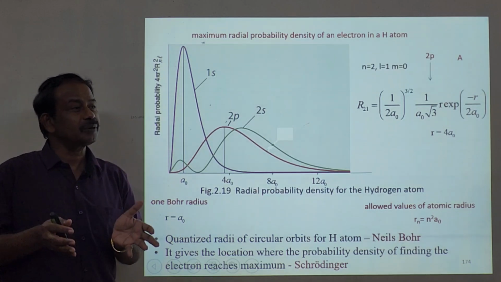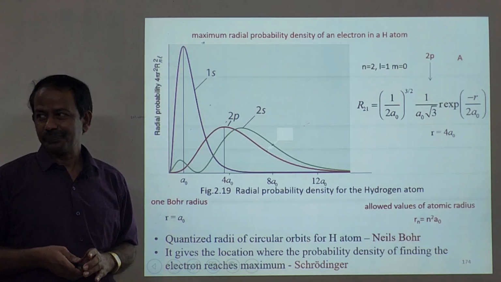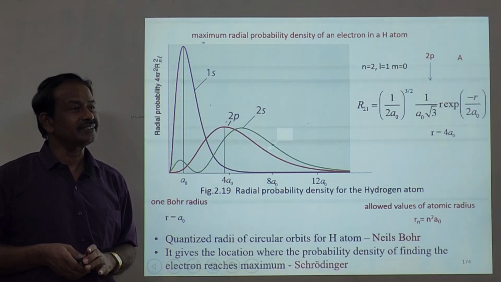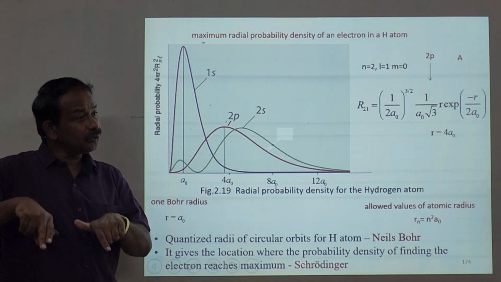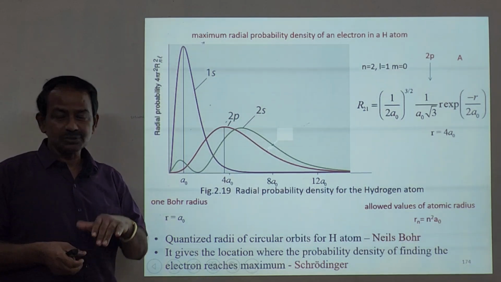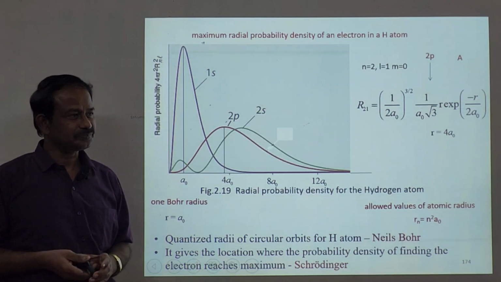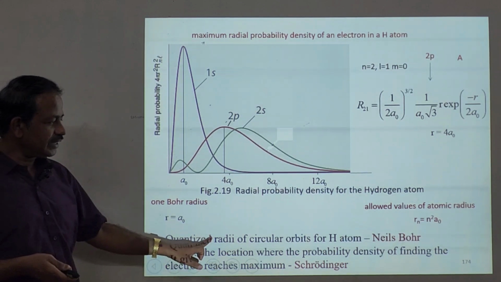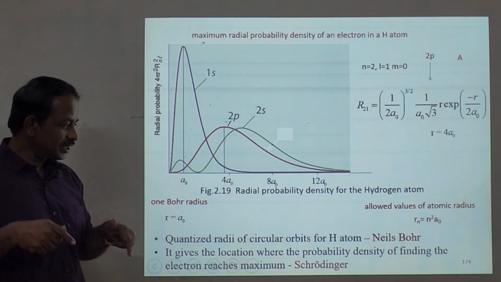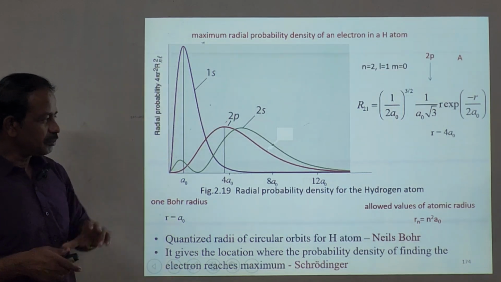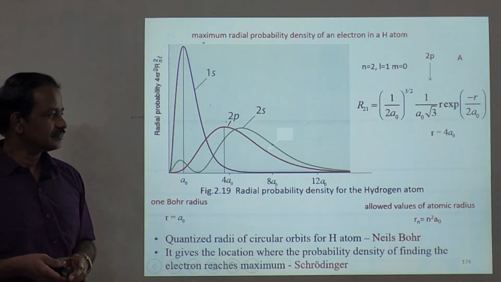When the electron is in a fixed orbit, it will never emit radiation. This was a statement made by Niels Bohr. It will never emit radiation. Only when it jumps from upper to lower, or goes from lower to upper, it will emit some radiation. So this was the evidence given by Niels Bohr, the emission of the hydrogen atom. So the quantized radii of circular orbits for the hydrogen atom were given by Niels Bohr. It gives the location where the probability density of finding the electron reaches a maximum, by Erwin Schrödinger. Okay.